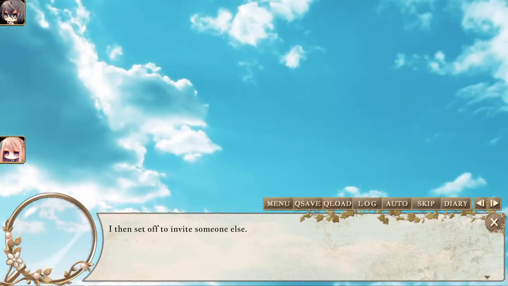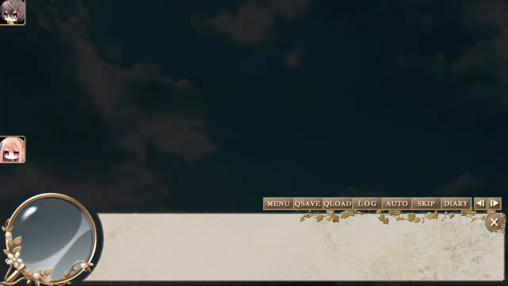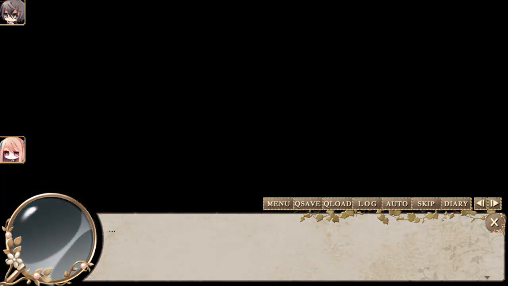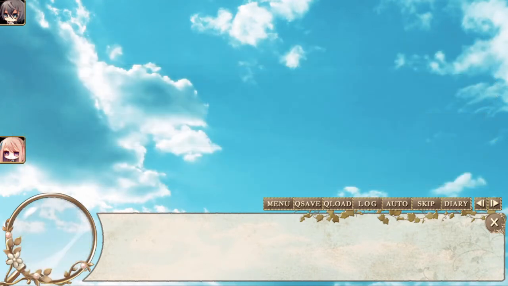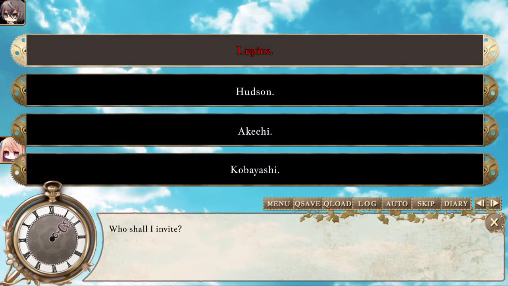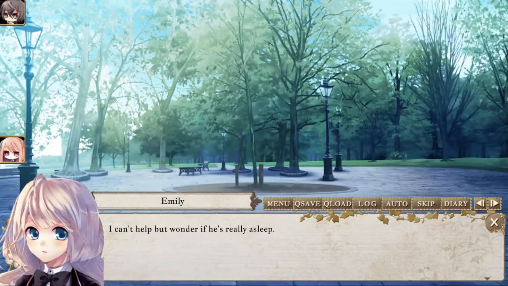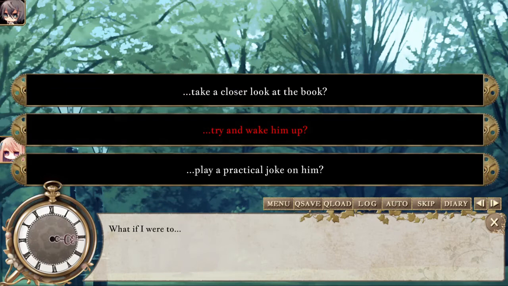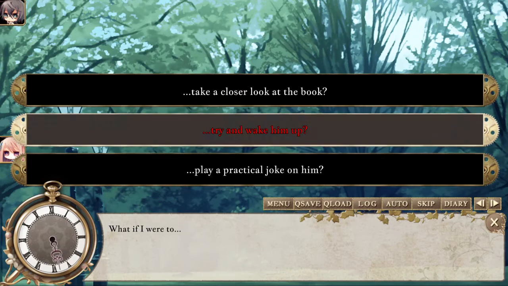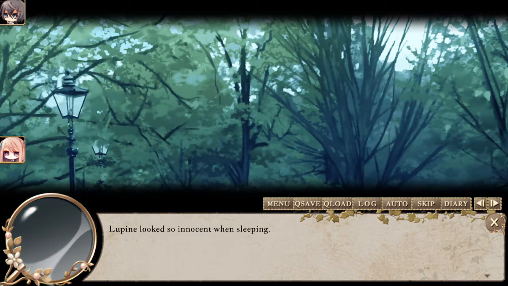I didn't get him, though. I then set off to invite someone else. Oh no. What if it is only one option for everybody? That was fun, though. Well, I'll try this one and just see.